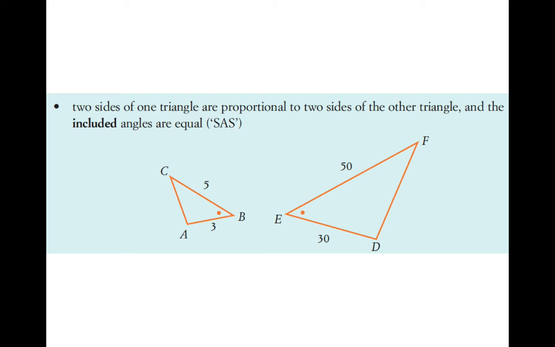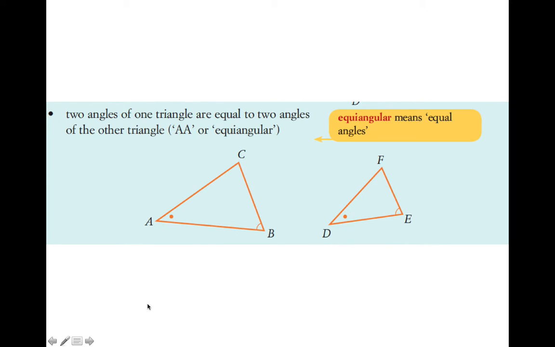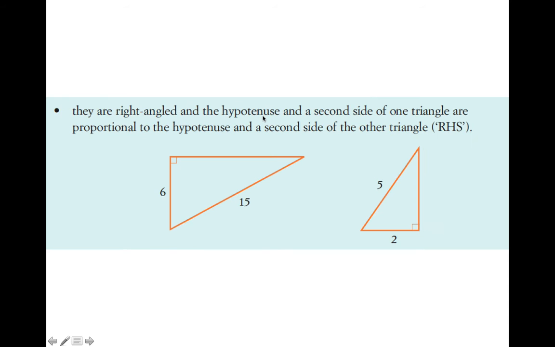The third test is equiangular. So two angles now are the same, irrespective of the sides. This goes back to when you learned construction of triangles. If we construct triangles with the two same angles, however our lengths are different, they will still be proportionately the same. So if you have two angles that are the same, it means that they're equiangular, or two angles of one triangle are equal to two angles of the other, so AA.